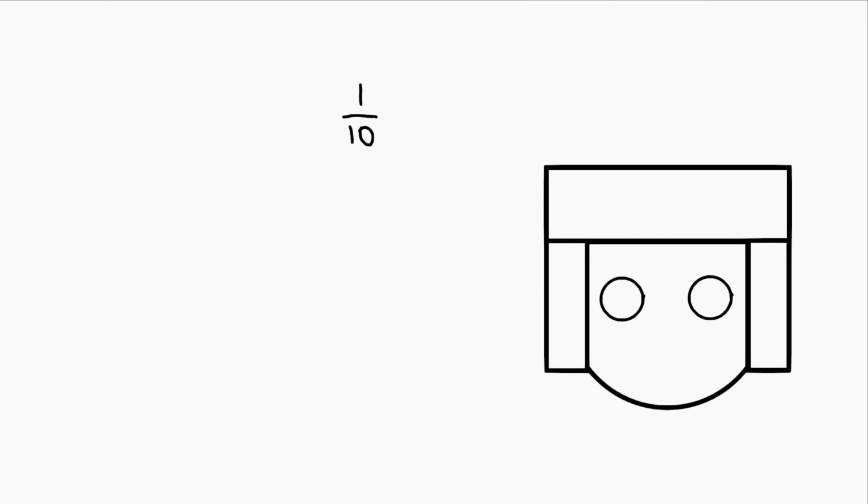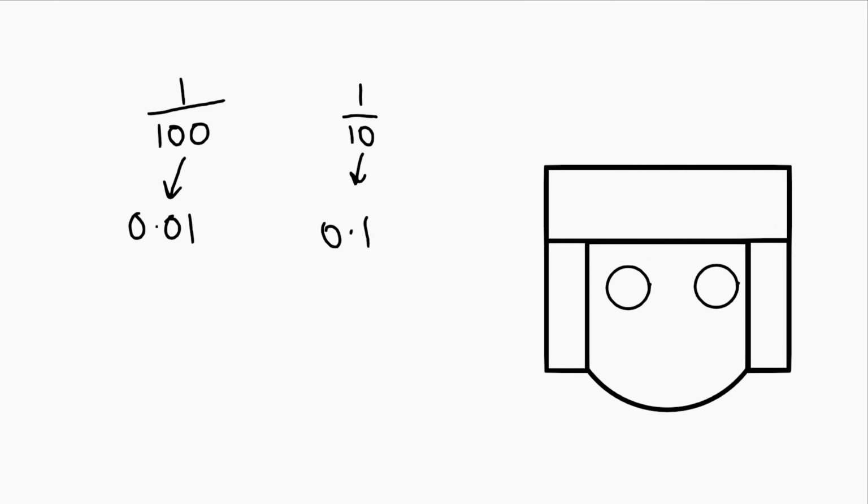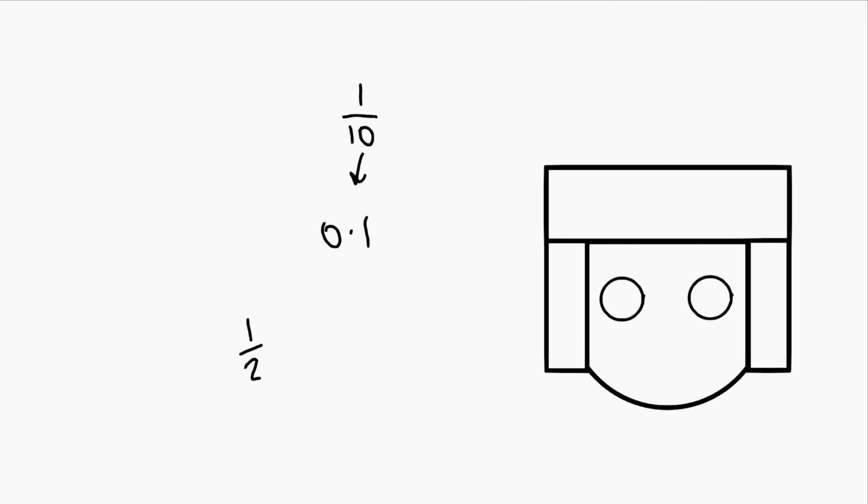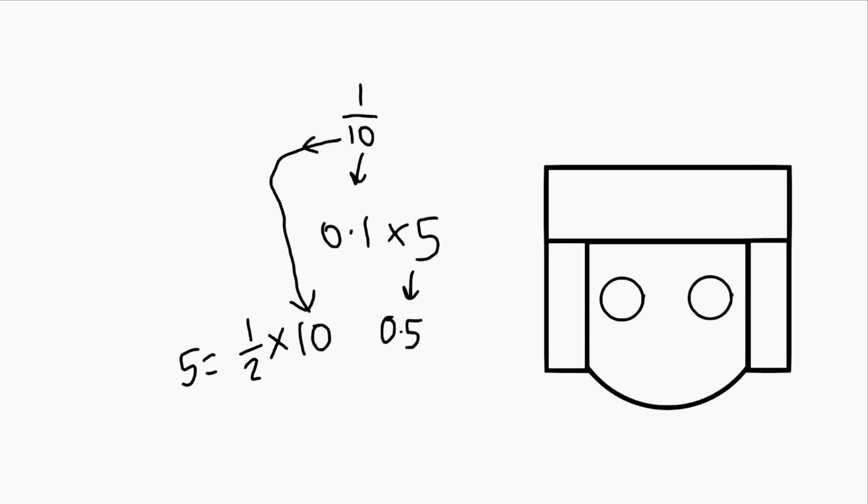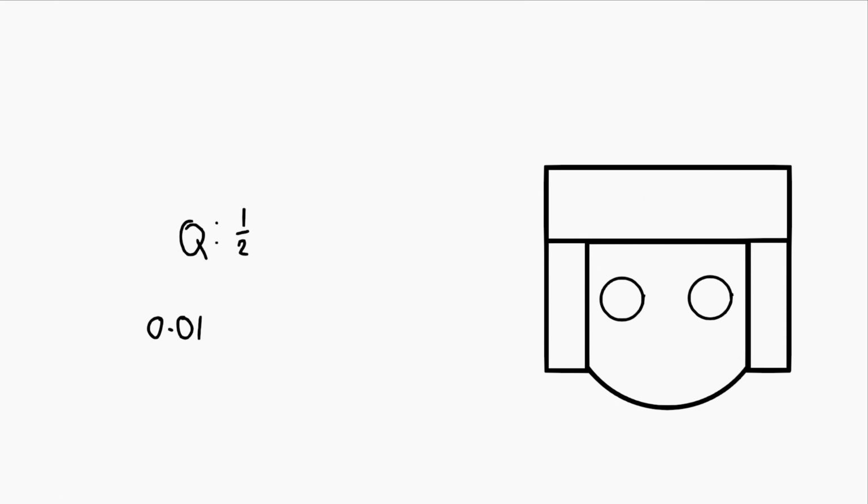You see, if we divide 1 by 10 we get 0.1, if we do it with 100, we get 0.01, and now we just multiply it with the suitable number. For example, to represent a half we divide 1 by 10, 0.1, and we multiply by 5, because 5 is half of 10. We can do the same with 100, multiply 0.01 with 50 because it's half of 100.